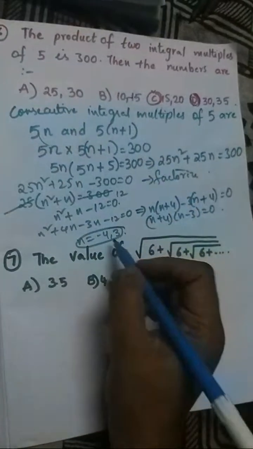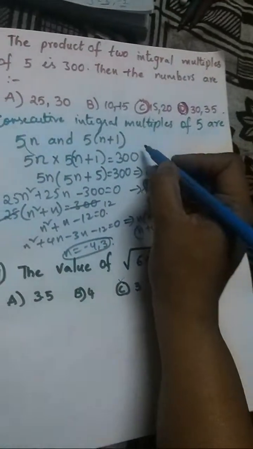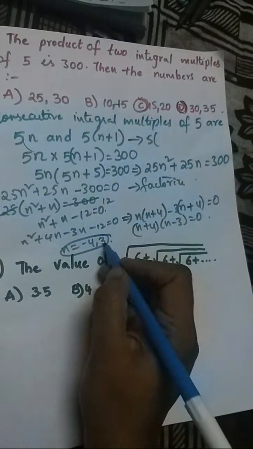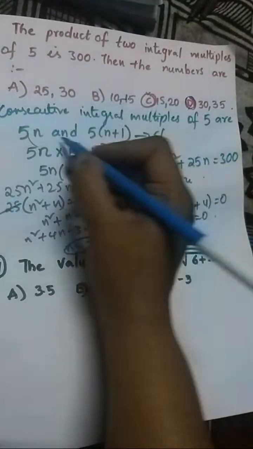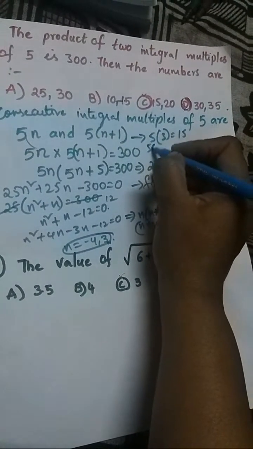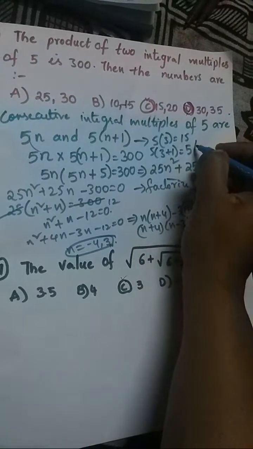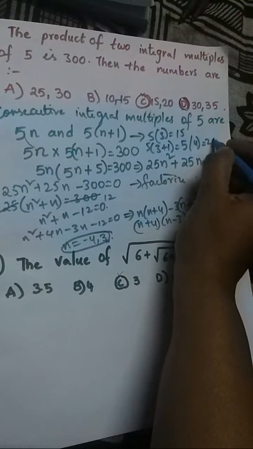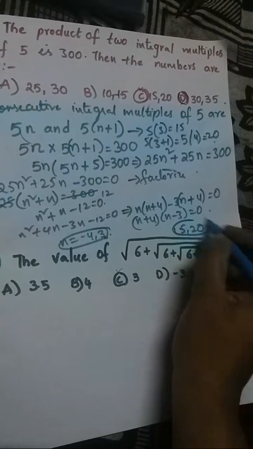The n value we obtained here, substitute this in 5n and 5(n plus 1). That is 5 into n, I am taking this positive value 3. So substitute 3 in n place. 5n means 15, and 5 into (n plus 1) means 5 into (3 plus 1), that is 5 into 4, that is 20. So 15, 20 is the correct answer.